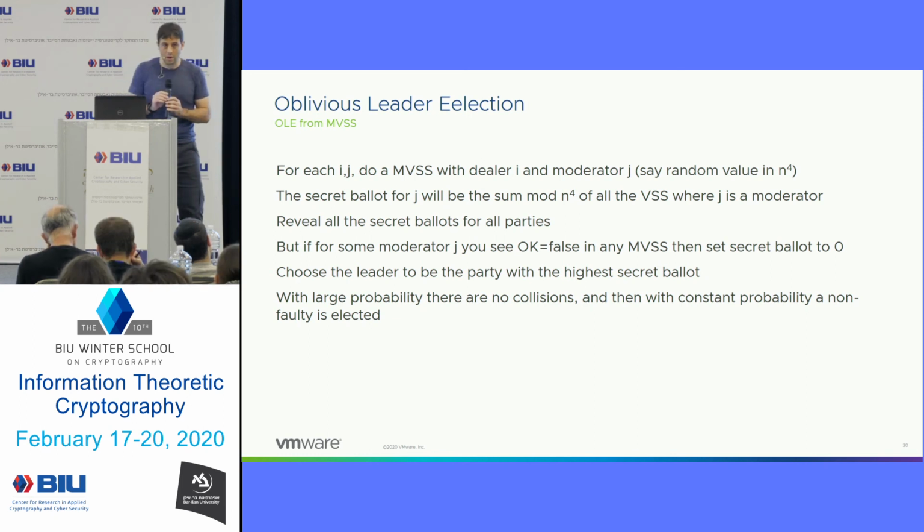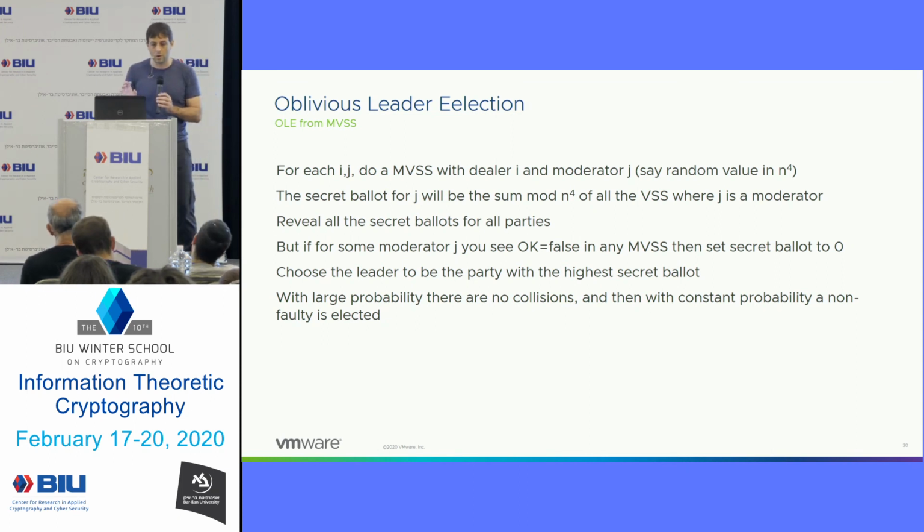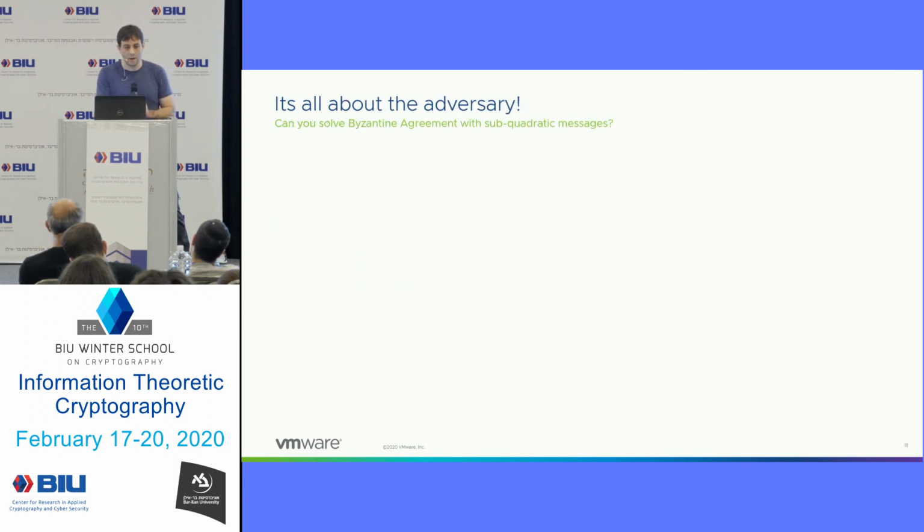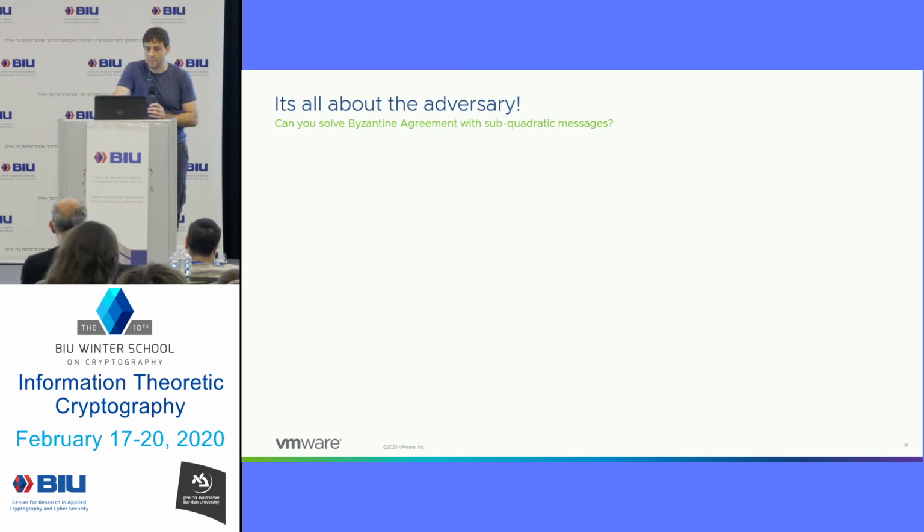Yeah, in the random oracle model, you can get n squared oblivious leader election. I don't even know how it can be done without the random oracle model. But the reduction itself requires just n squared messages. And so this question of whether you can solve Byzantine agreement with fewer than n squared messages really depends on what adversary assumptions you make.